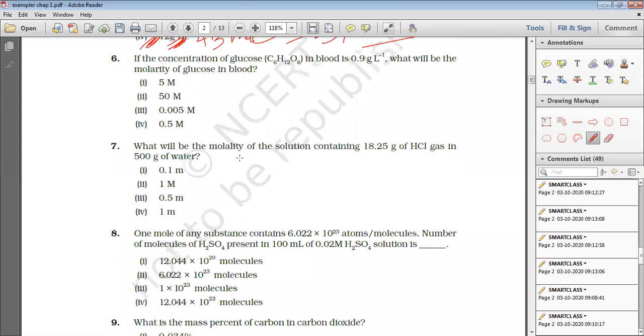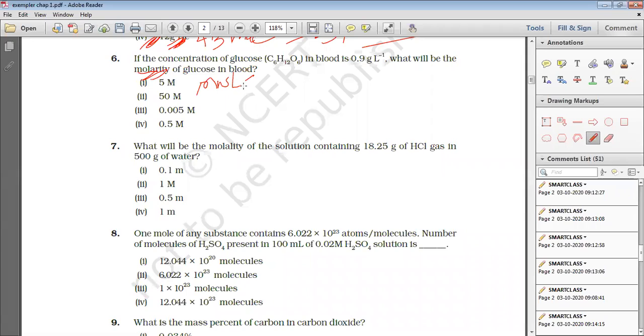If the concentration of glucose in blood is 0.9 gram per liter, what will be the molality of glucose in blood? So first of all, if we want to find out the molarity, we should first have the molecular weight.